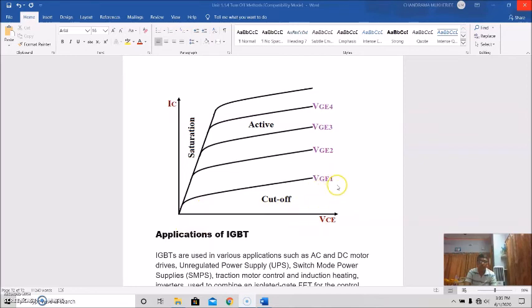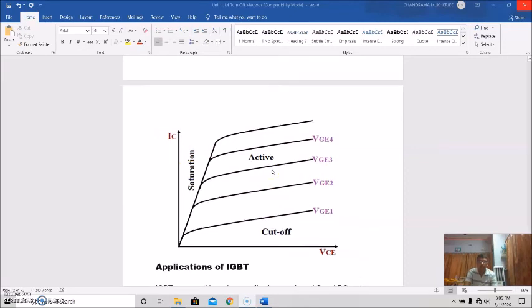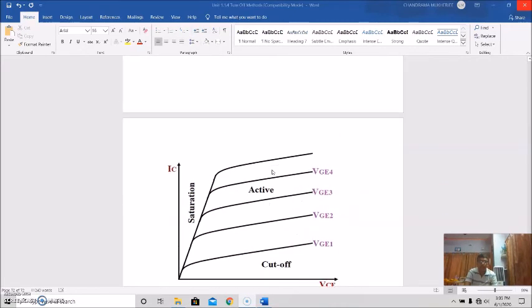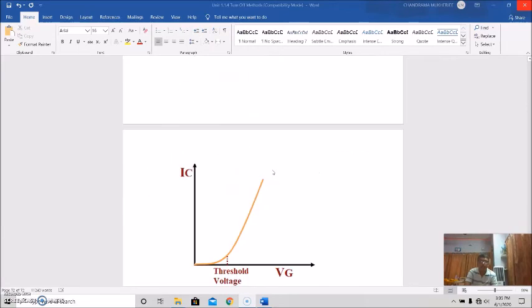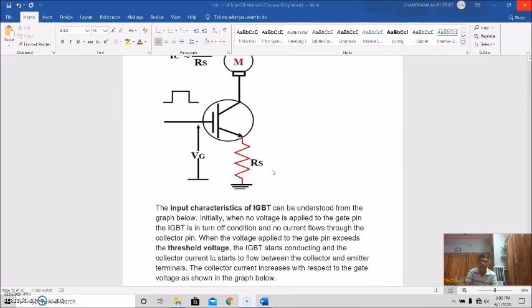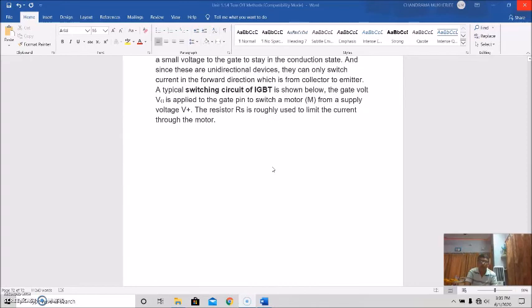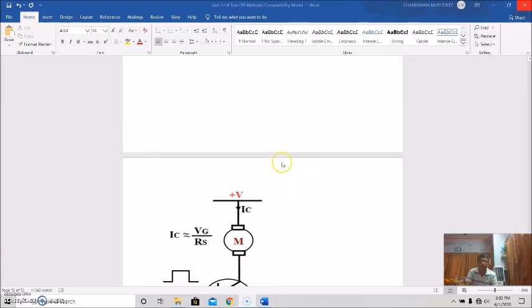So it is at gate emitter voltage 1. Now it is increasing to gate emitter voltage 2, and this region is called the active region. So that is the switching characteristics of the IGBT.